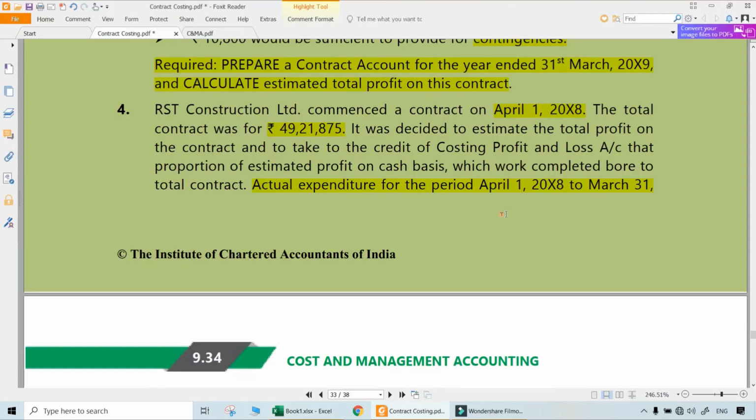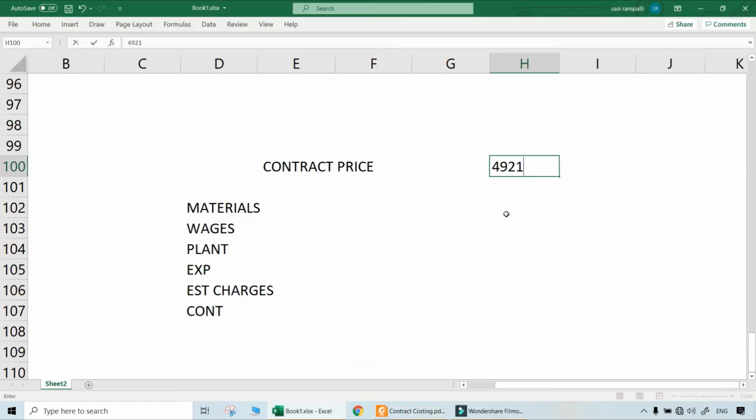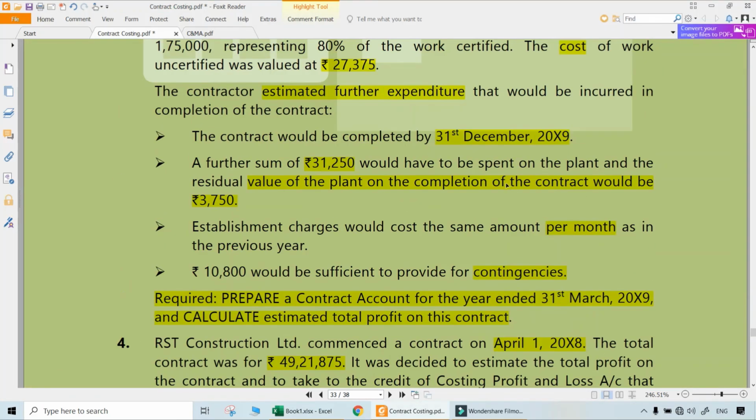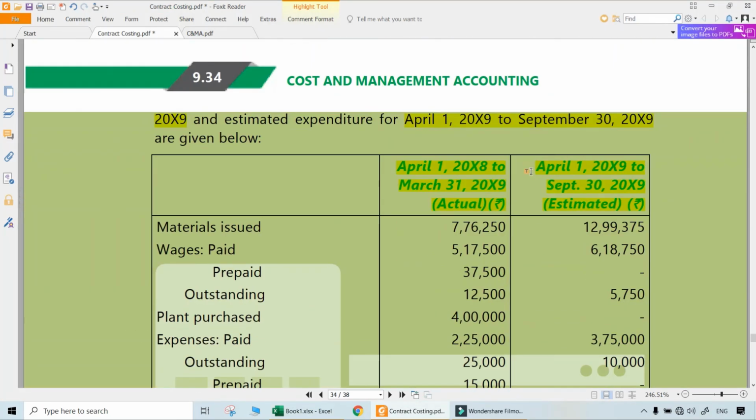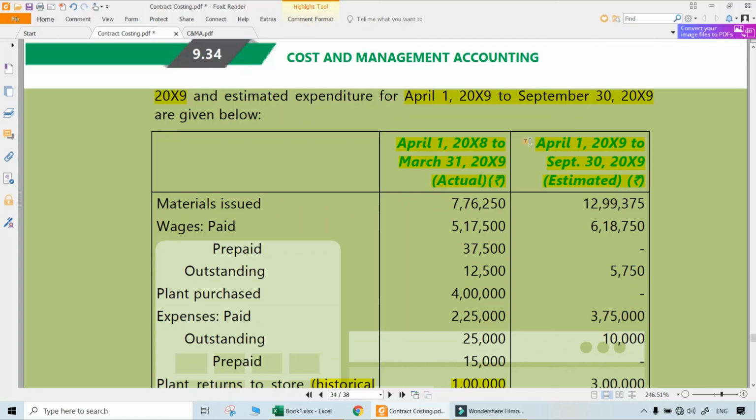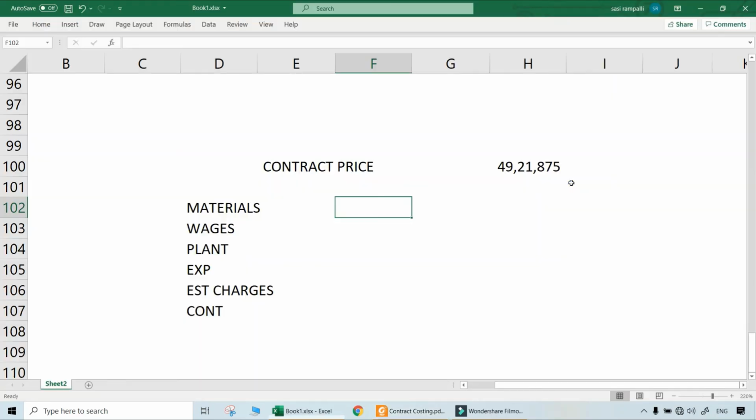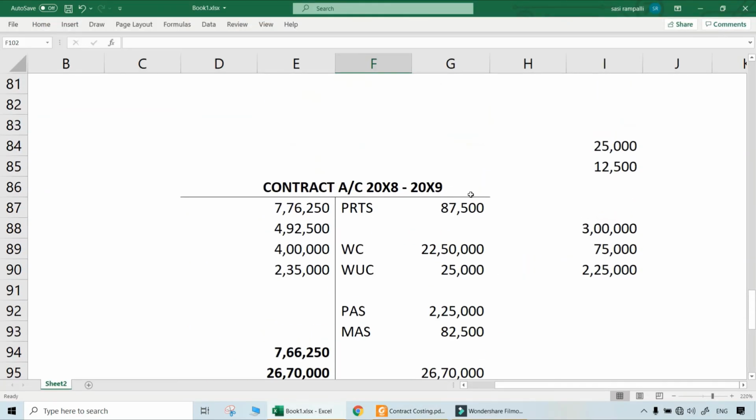How much is contract price here? 49 lakhs 21,875. Okay, that is a contract price. We know that. Now, one by one, each of the costs that we have to take from current already situation plus what is going to be further issued for the period of 6 months that is going to happen later.